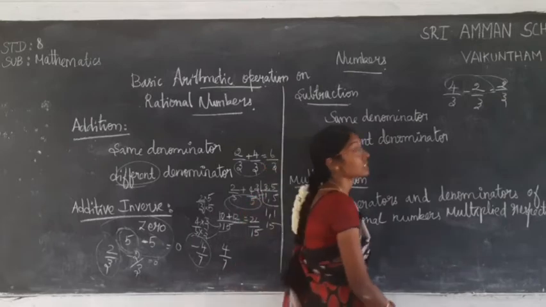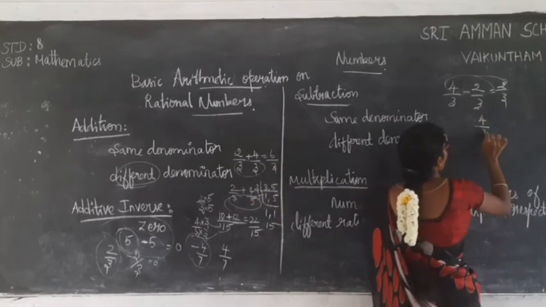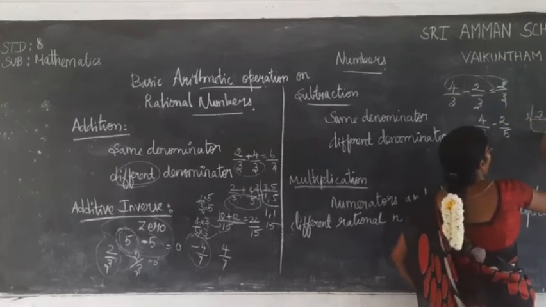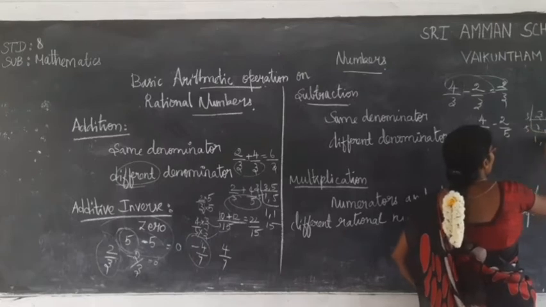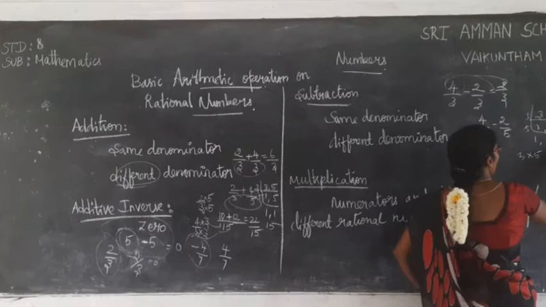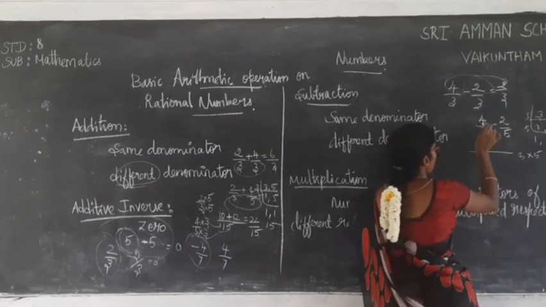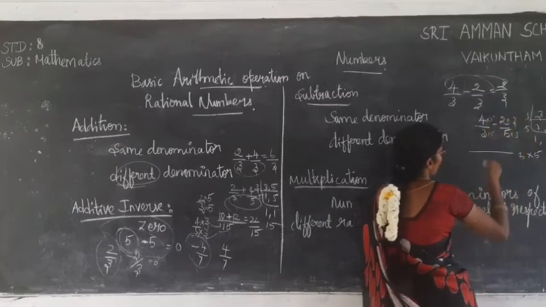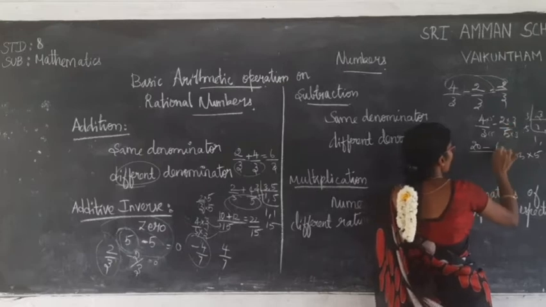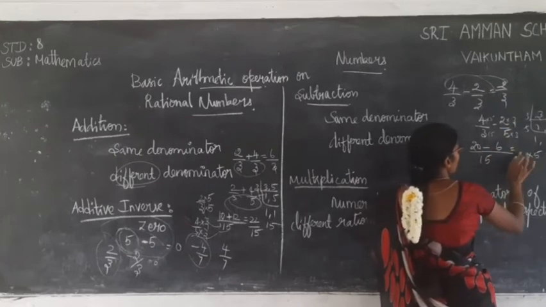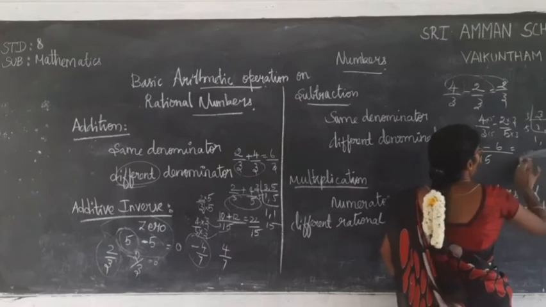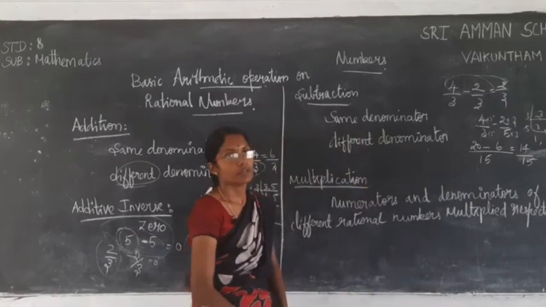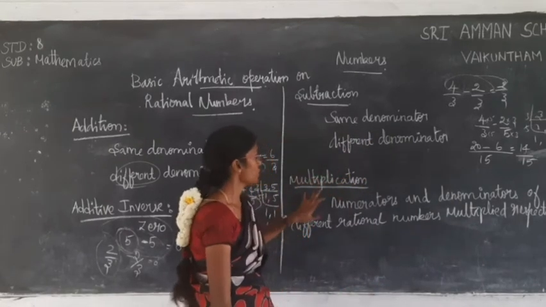Otherwise, if the denominator is different, what will we do? 4 by 3 minus 2 by 5. You have to take the LCM. What is the LCM? 15. So 3 5s are 15. Multiply 3 into 5, 5 into 3. The same number is to be multiplied on the numerator also. 4 5s are 20, minus 2 3s are 6, over 15. So 20 minus 6, what is the answer? 14. 14 by 15. Clear about subtraction? Okay, next one, multiplication.